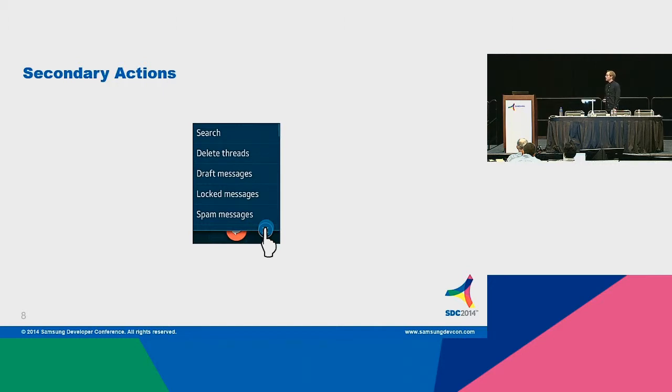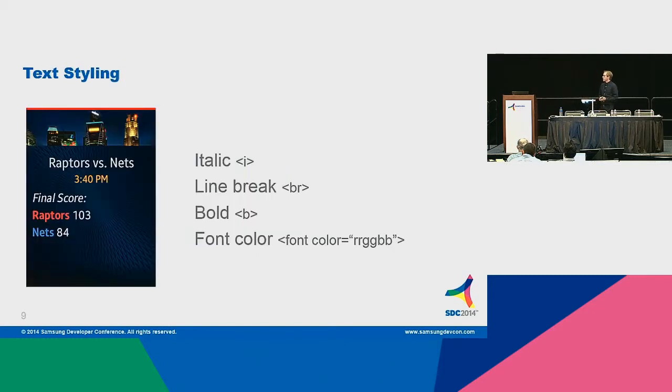So now that we've talked a little bit about the actions, let's look at what kind of text styling options you guys have. We support some simple yet powerful HTML tagging for strings. Any data element on rich notifications that takes strings, you can actually style with these 4 HTML tags: italic, bolding, or font color, and line break to control the text flow in your rich notifications.